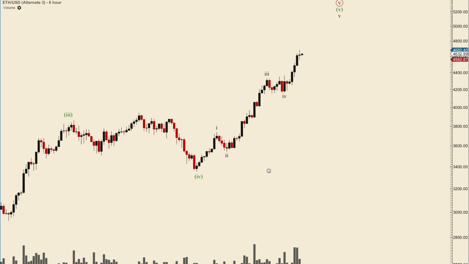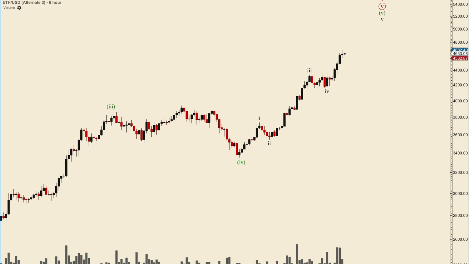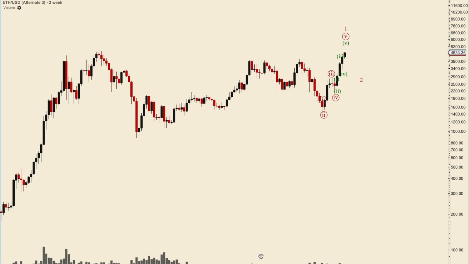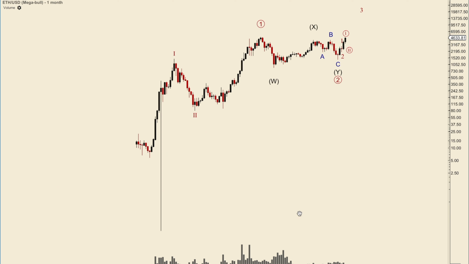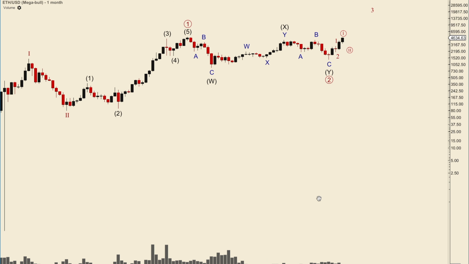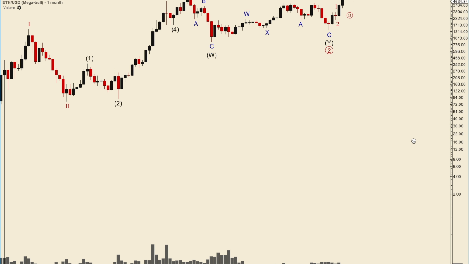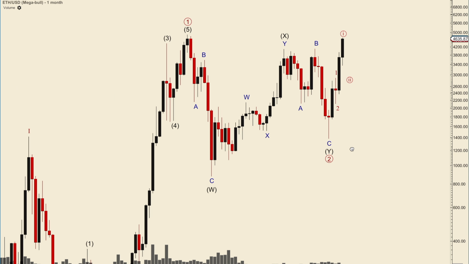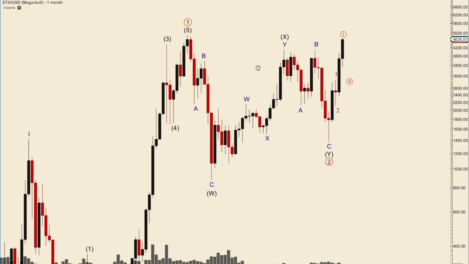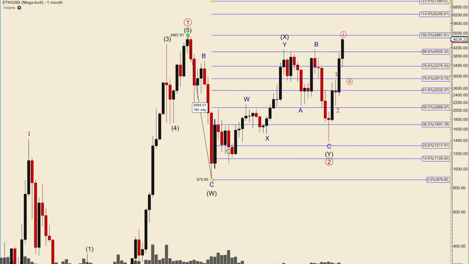And that this isn't really over yet, this wave 5. But also if we look at the bigger picture here in a monthly chart, you can see that we also hit this, and we hit the 0.886, and that's a very uncommon target for wave 2.